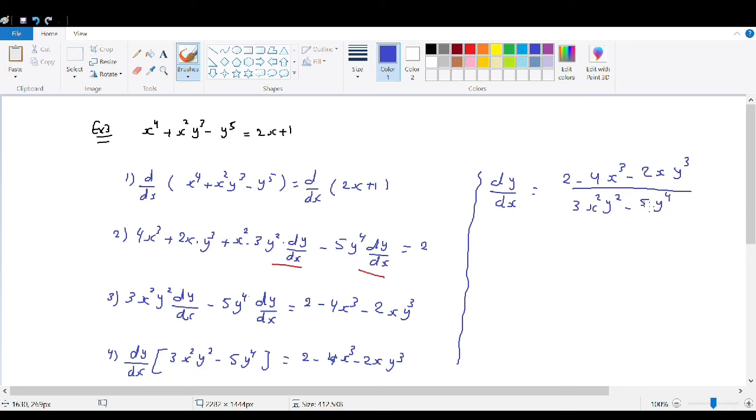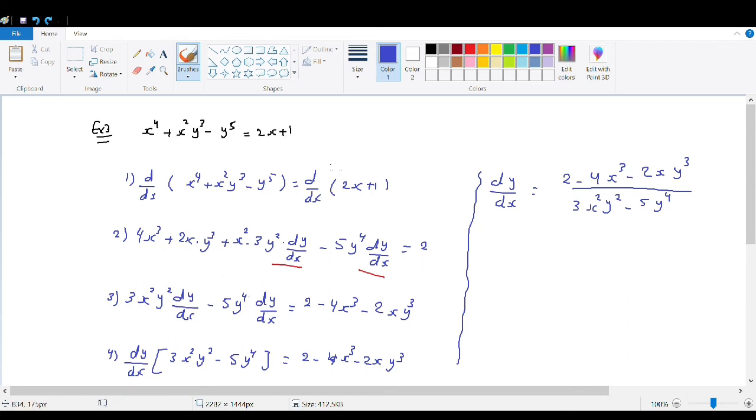So the first step we differentiate both sides with respect to x. Then we distribute the operator of the differentiation. So the derivative of x power 4 will be 4x cubed, and the derivative of x squared y cubed. So here we have two functions, so that means we need to use the product rule between these two. We differentiate x squared, which will be 2x multiplied by y cubed, then plus x squared will be the same, the derivative of y cubed will be 3y squared dy over dx, minus, then the derivative of y power 5 will be 5y power 4 dy over dx.